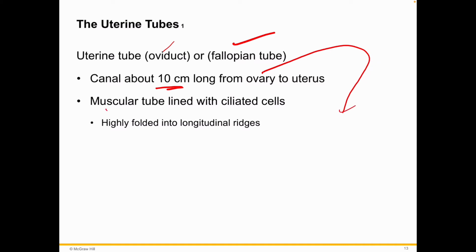And it's muscular. It's lined with ciliated cells, and they are going to be folded quite a bit into these longitudinal ridges, and they are going to help guide the ova down to the uterus, and also this is the site often of fertilization in humans.